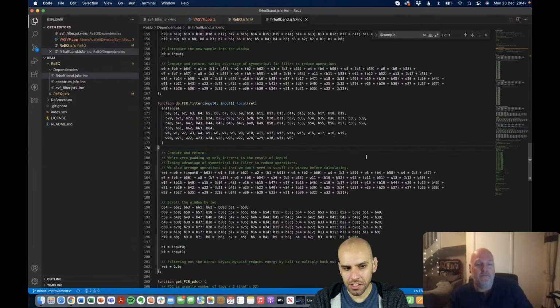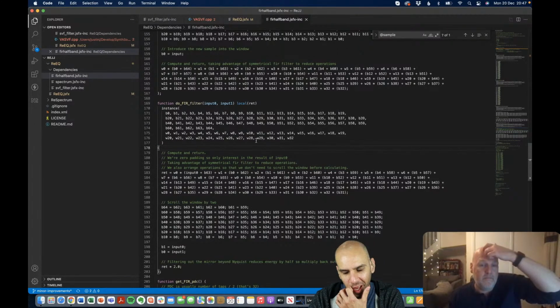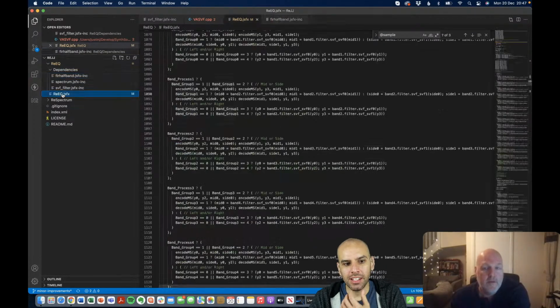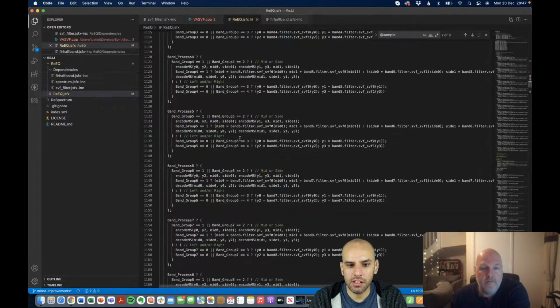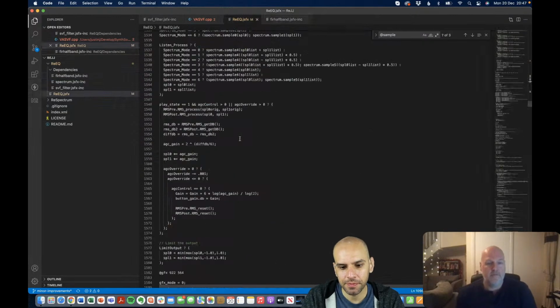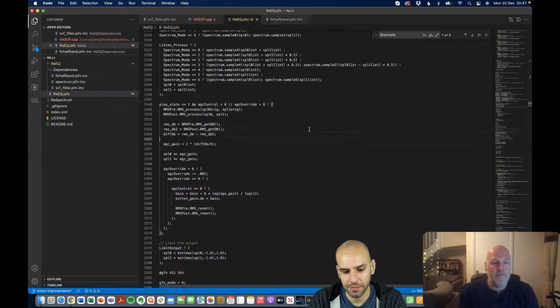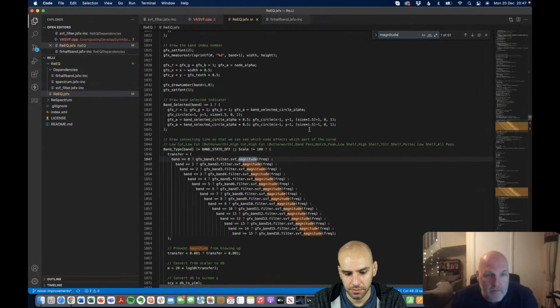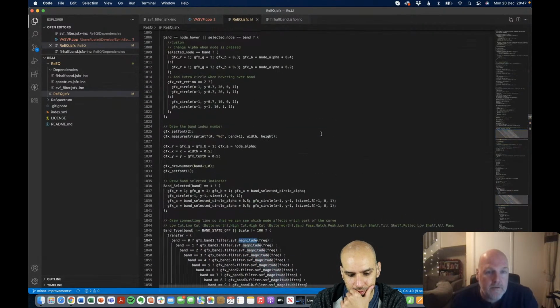So let's quickly circle back to the graphical user interface and talk about, first of all, I guess it is kind of user interface, but it's also DSP. So let's talk about the drawing of the frequency responses, which is brand new. Or well, the insides of it are a bit new. Here we go. Let's check it out.